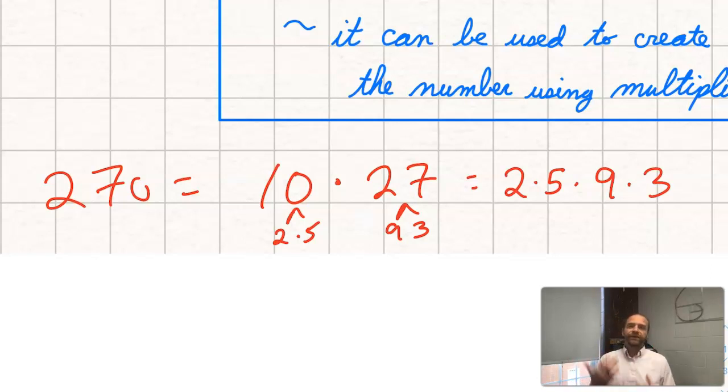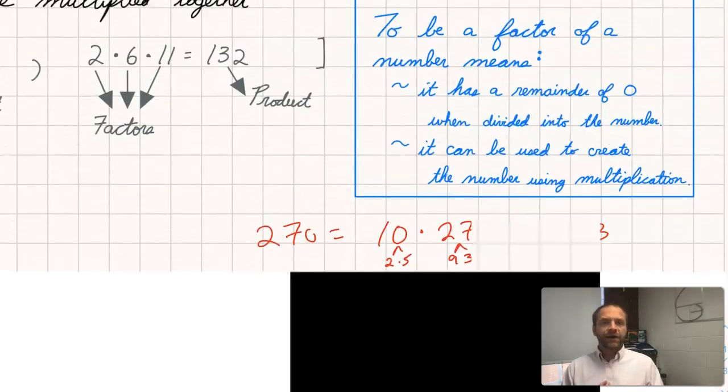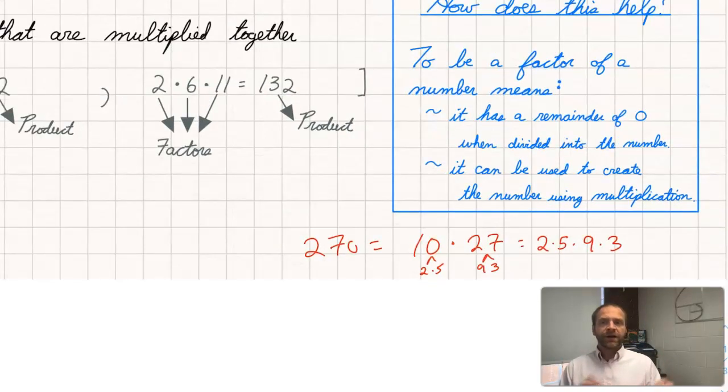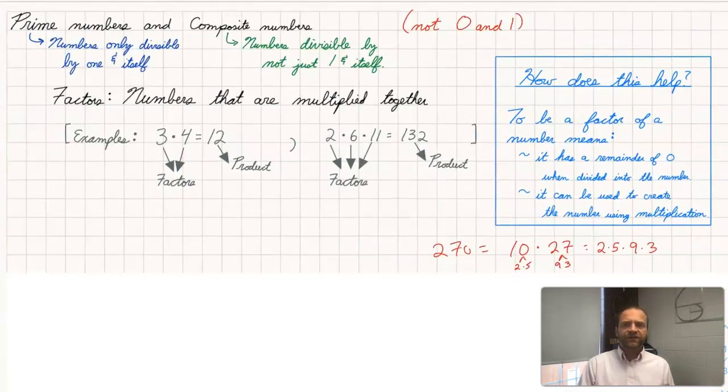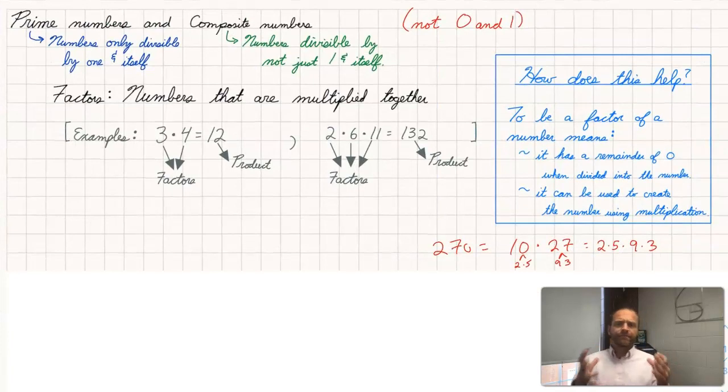And I could keep going with these factor trees. I could break 9 down more if I wanted to. But the idea is, what is a factor? And we're going to look at how this is used when we are dealing with our prime and composite numbers and dealing with factor trees and stuff like that. So this is the main idea that you're dealing with when it comes to what are prime numbers, what are composite numbers, and what are the factors. Now to find them, that's the next video.